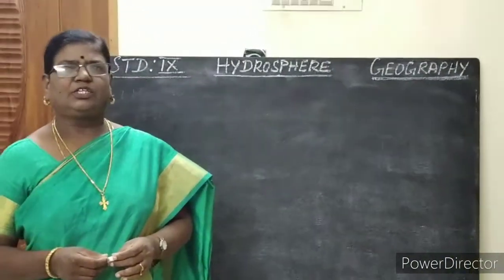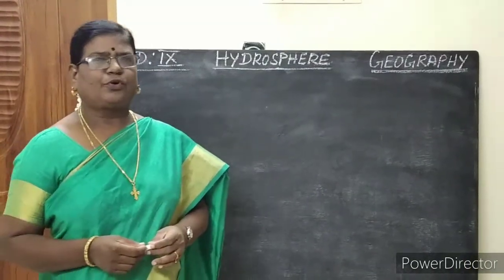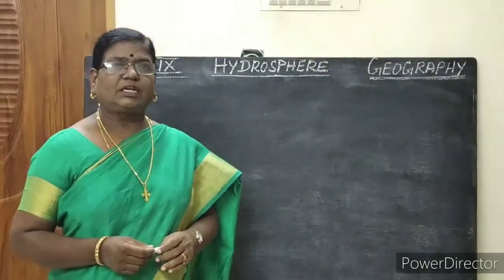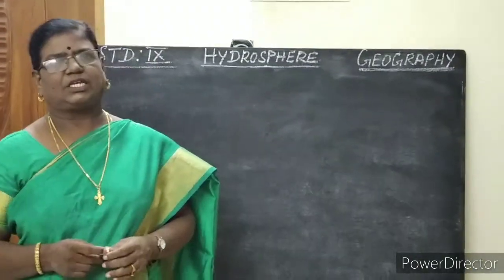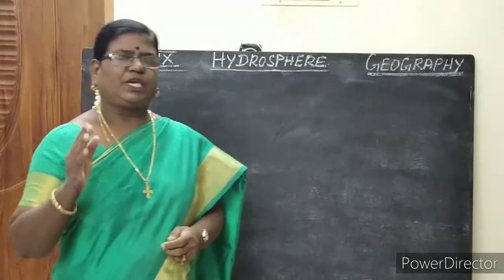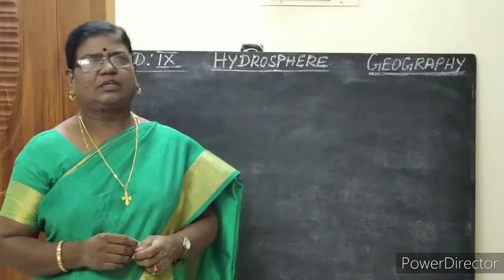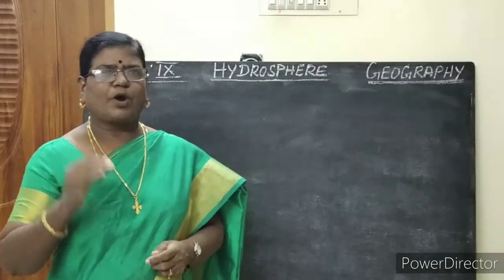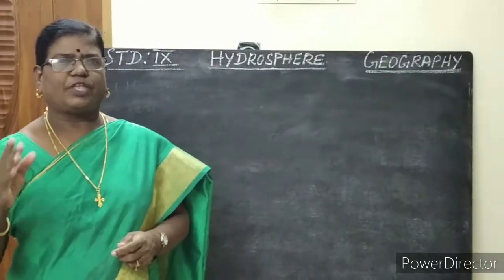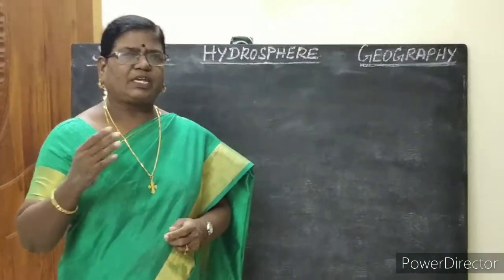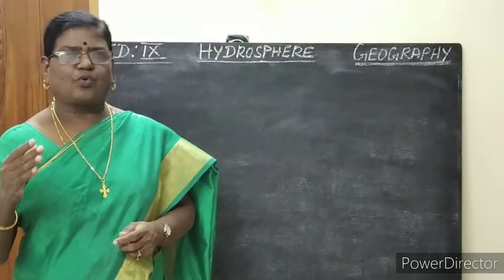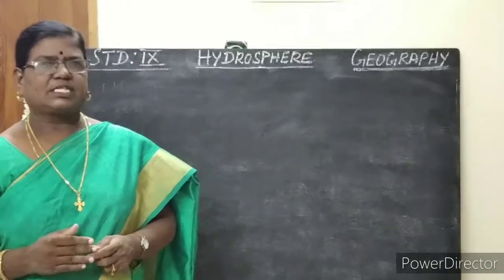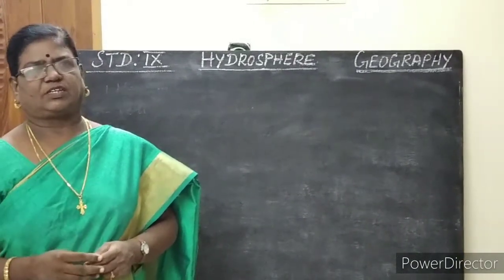Standard 9, Geography, Unit 4. The topic is Hydrosphere. The learning objectives of this lesson are to understand the importance of water, to know about fresh water, to know about the relief features of the ocean floor, to recognize the movement of ocean water, and to understand the marine resources and the need for conservation.